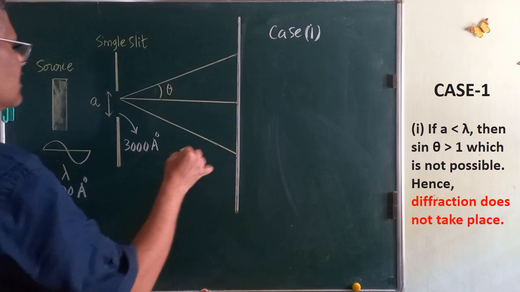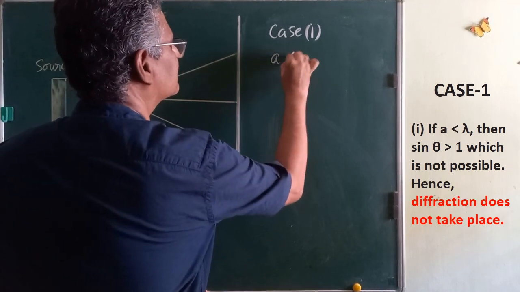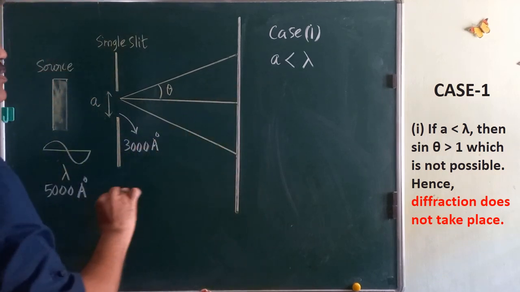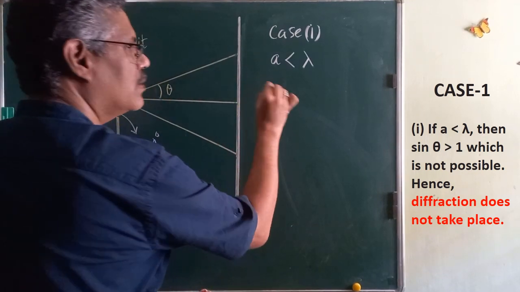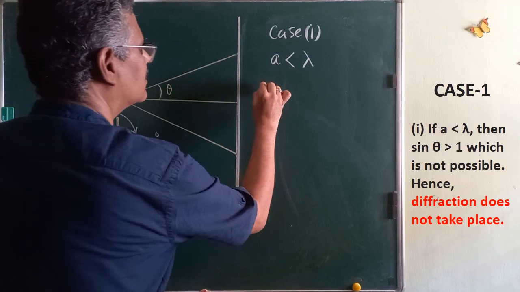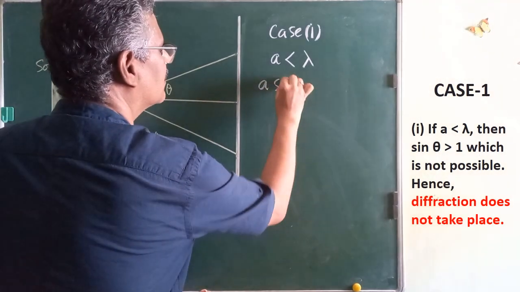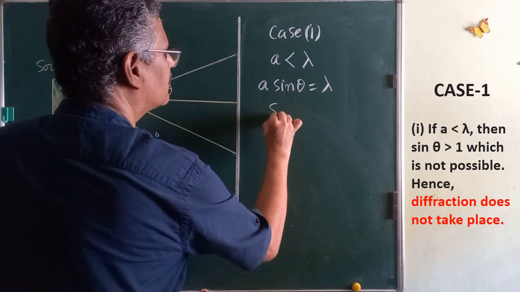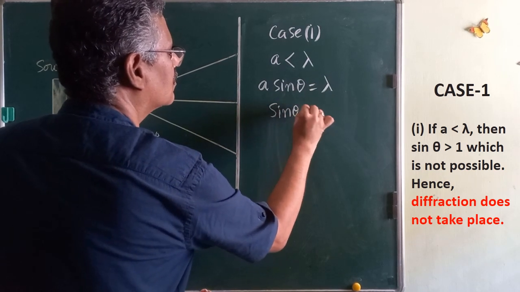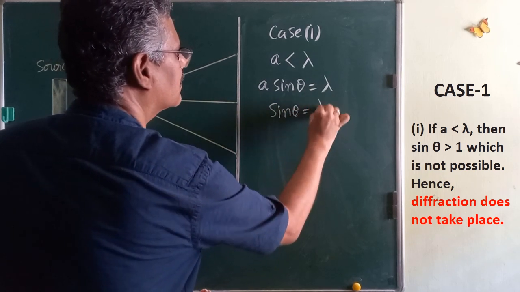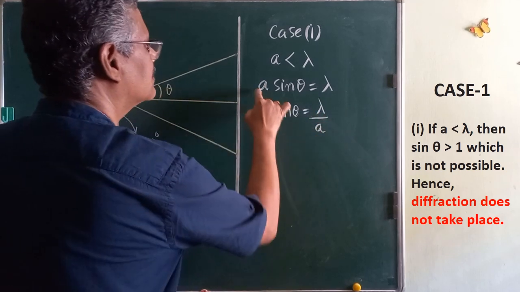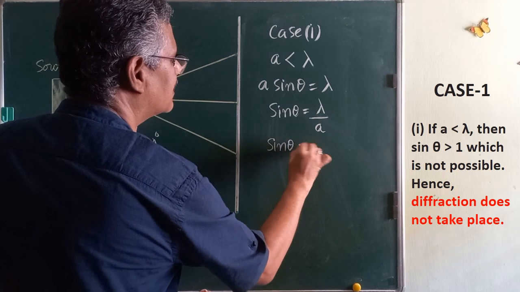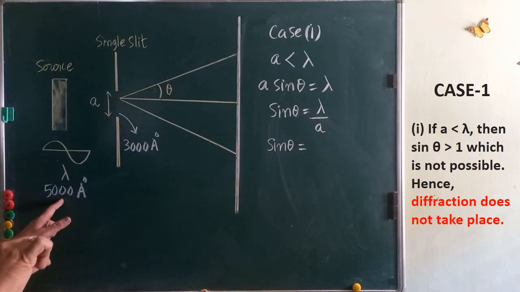So how should it be written? a is lesser than lambda. So this is the first condition. Are you clear? We know the equation of the first minimum. What is the equation of first minimum? a sin theta is equal to lambda. Keep sin theta on one side, and lambda by a can be written. This a can be brought down. And then, just for understanding purposes, I will write this value.